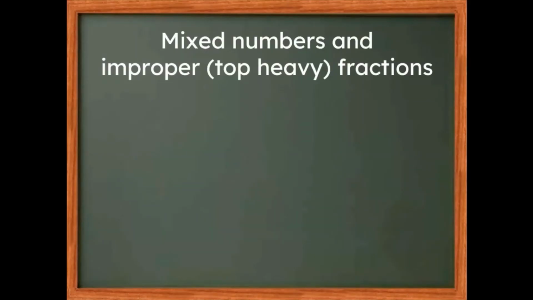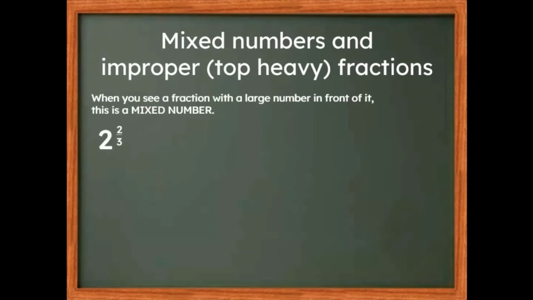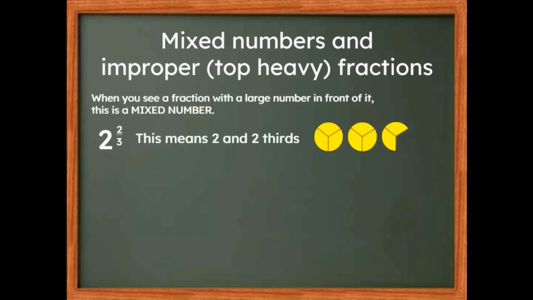Mixed numbers and improper or top-heavy fractions. When you see a fraction with a larger number in front of it, this is a mixed number. This is 2 and 2/3. It means 2 and 2/3.